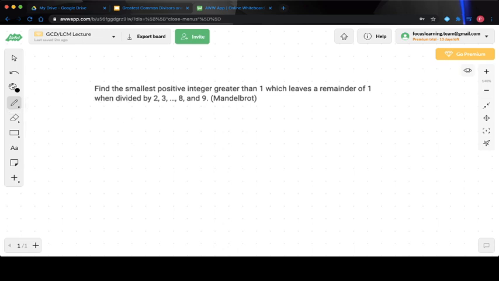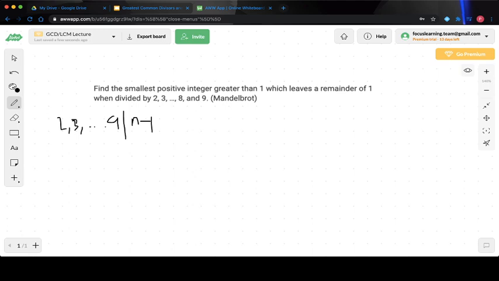So when n leaves a remainder of 1 when divided by these numbers, realize that n minus 1 leaves a remainder of 0 when divided by the numbers 2 through 9. So 2, 3, all the way to 9, these numbers all divide n minus 1. Remember that we're letting n equal the number we're looking for, since n has a remainder of 1 when divided by all these numbers. So these numbers all divide n minus 1.